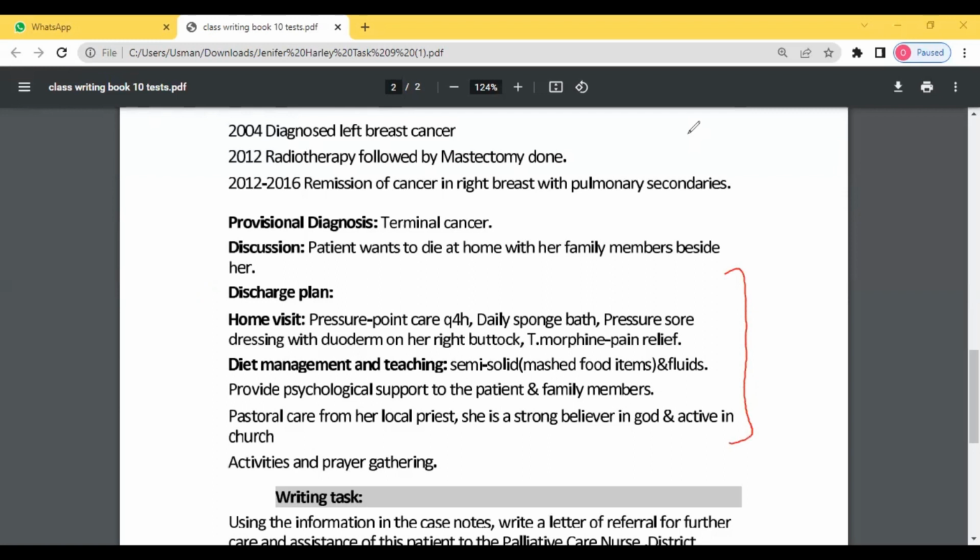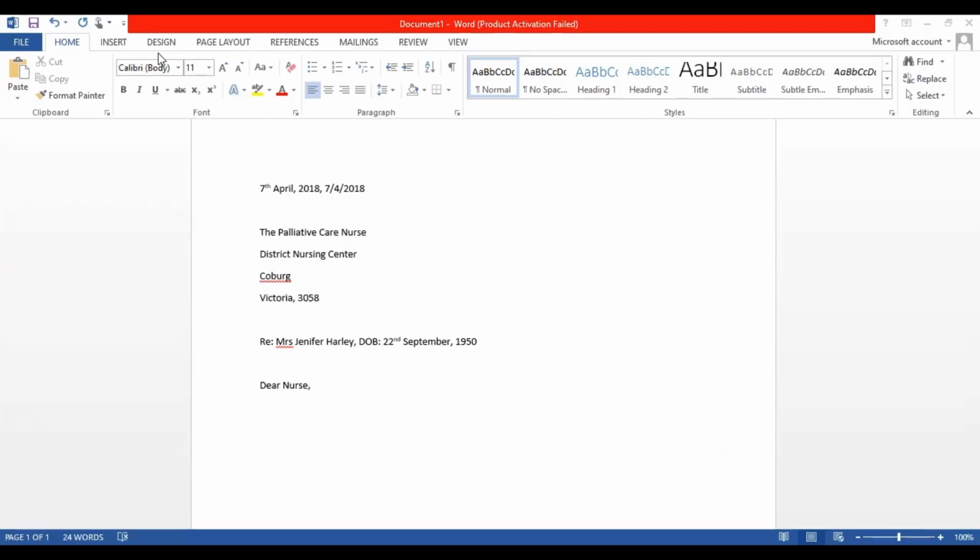Remember that in a letter of discharge, you should summarize the ward history. You should summarize the rehabilitation, if there is any, but you always have to expand the discharge plan. So let's say if we are going to write this letter today, in the discharge plan, we have to incorporate all these details, right? We have to incorporate all of these.